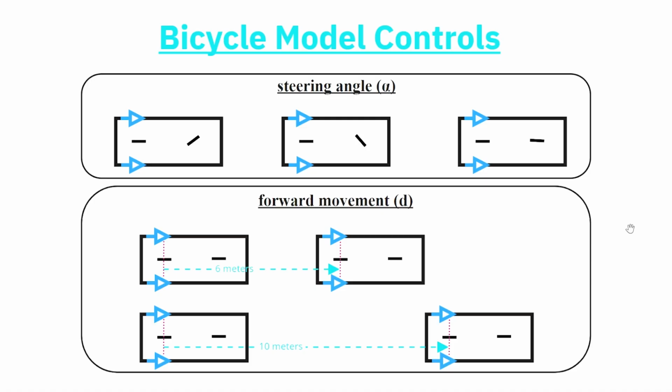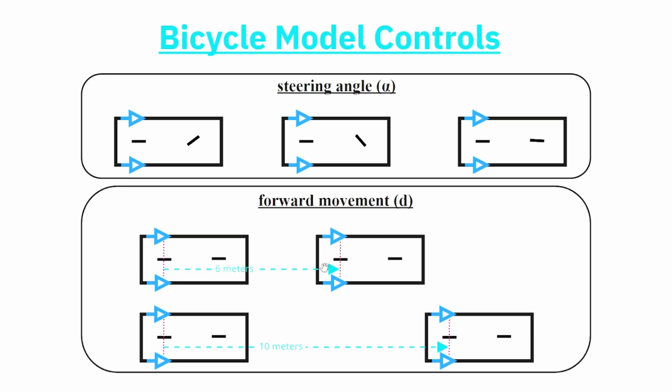The bicycle model has 2 controls, the steering angle and the forward movement. The steering angle is defined by the angle that the front wheel makes with the orientation of the vehicle. If the wheel is turned to the left, then this will be a positive steering angle. The right will be a negative angle, and straight ahead, or parallel with the orientation of the vehicle, will be a 0 steering angle. The forward movement control will move the robot from one point to another.